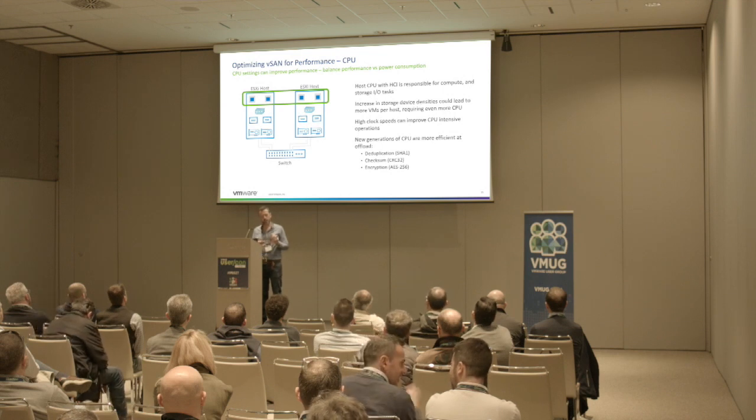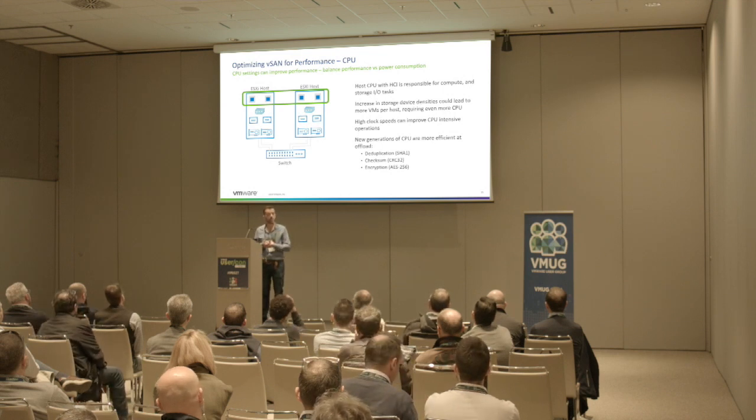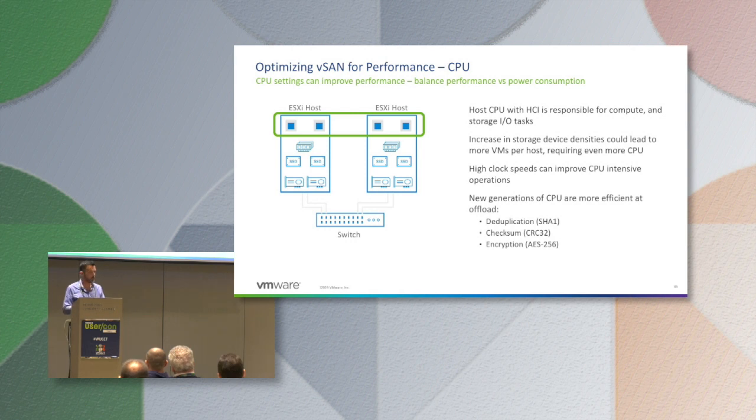High frequency clock speeds can improve CPU intensive operations such as storage. And then if you've got encryption enabled, then you would have to ensure that your CPU supports AES encryption in the BIOS, which they normally do. Most of them do at this point. Okay. Deduplication uses SHA-1, and then checksum uses CRC32. So there's this cost to CPU here, is what I'm trying to say.